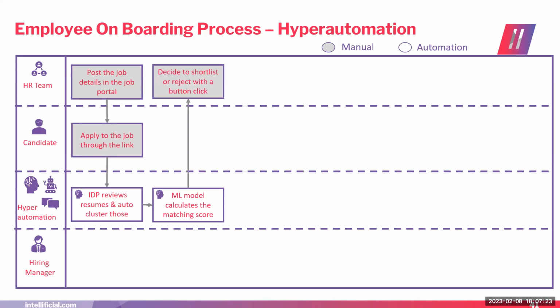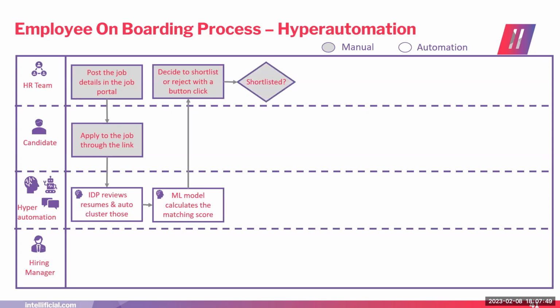Then the HR team can decide whether to shortlist or reject with a button click. They need not even go through pages of all the resumes. If there are 200 people applying for a job, it can give a dashboard of all 200. It can give a summary of all the candidates in the dashboard, and the HR can decide whether to shortlist or reject a particular resume with a button click.